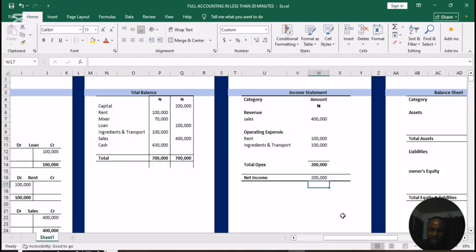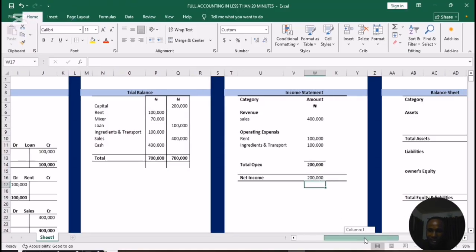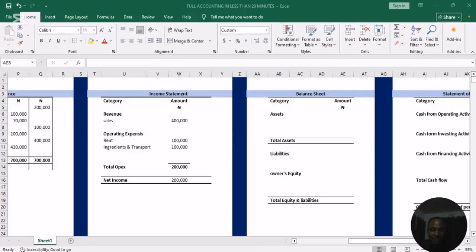All right, so the next one, this next schedule is a statement of financial position. So this schedule is made out to know the standing of the business.